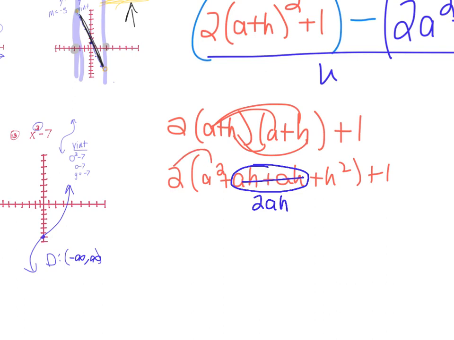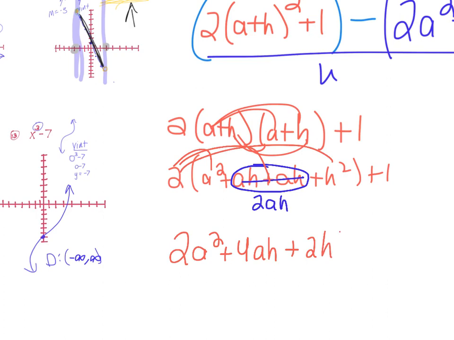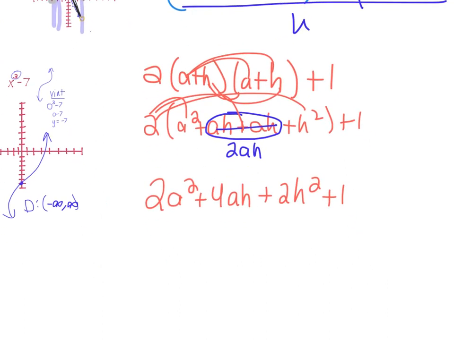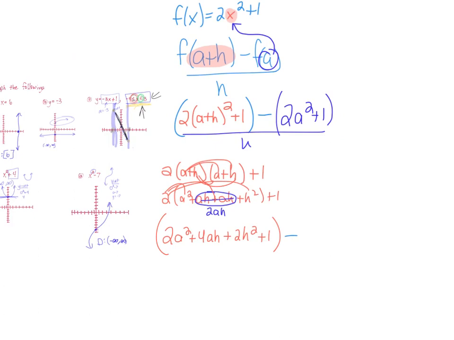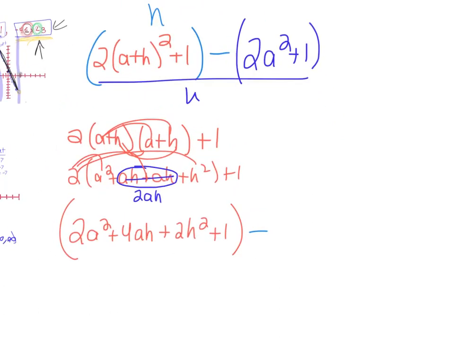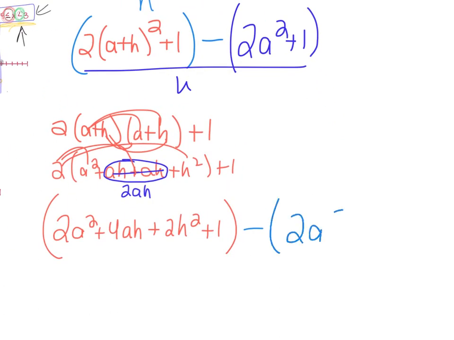All right, so now let's distribute. 2 times a squared is 2a squared. 2 times 2ah is plus 4ah. And 2 times h squared is 2h squared. And then I have plus 1. All right, can I combine anything there? No, so I'm just going to leave it. Now I'm going to worry about the second part. I have my second part of 2a squared plus 1, and all of this is over what letter?